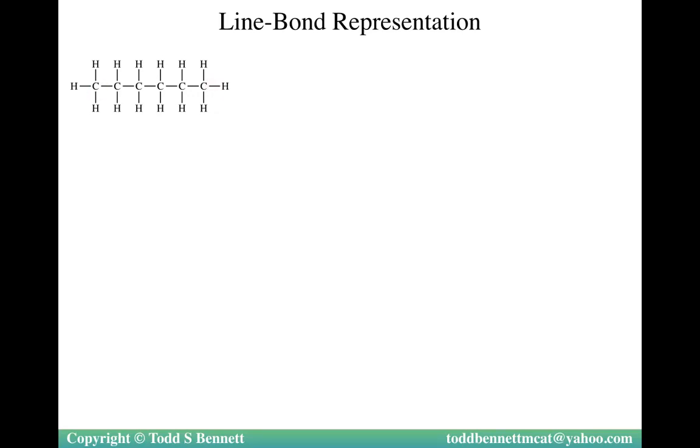But it gets redundant to draw all these H's. That's 14 things I don't need to draw if I just know that every carbon makes 4 bonds. And if it has 1 bond to carbon, for instance, then it must have 3 H's. Or this carbon here has 2 bonds to carbon, so it must have 2 H's. So it gets kind of redundant to draw all the H's. It's just a lot of work, and we just know they're there.